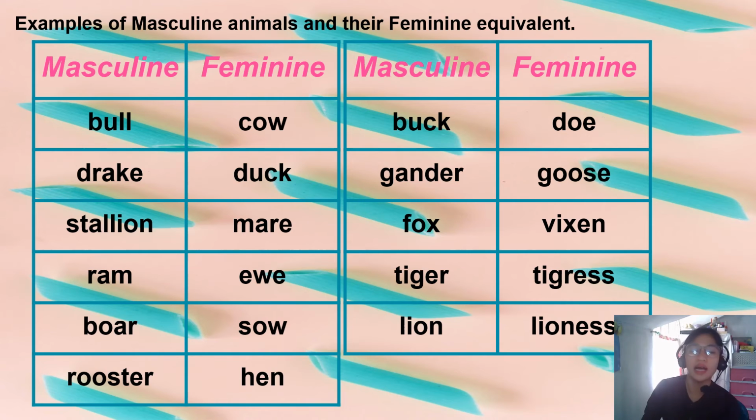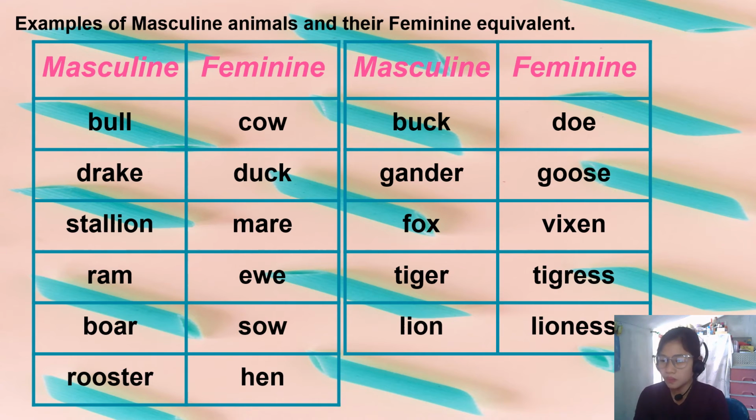Masculine animal, again, we have buck, and its feminine equivalent is doe. And the male is gander, and the female is goose. And the male is fox, and the female equivalent is vixen. The male is tiger, and the female equivalent is tigress. And the last one, we have the male lion, and the female equivalent is lioness. Okay, so these are the difference between the two.